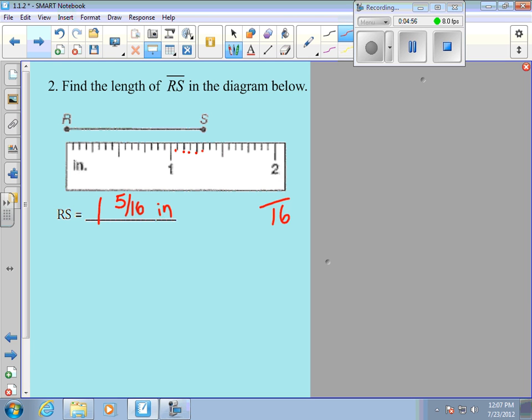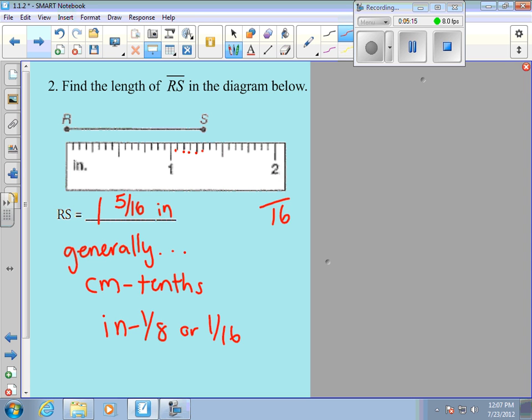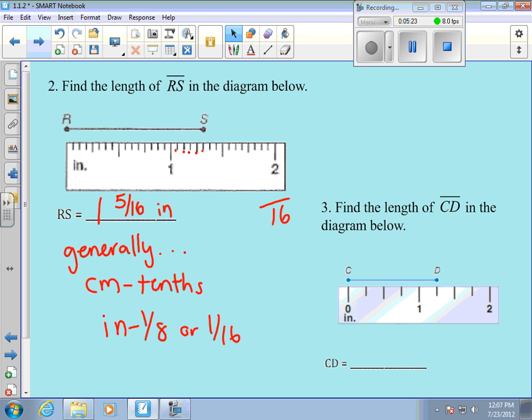So we want to say, generally, when we are talking about our measurements, centimeters are in tenths, and inches a lot of times are broken into eighths or sixteenths. But we always want to just keep in mind that that could be broken down differently, so always count before you make your fraction. Okay, so here we have number 3, and I'm going to have you guys do number 3 on your own and bring it back for class tomorrow. So be careful how many it's broken down into.